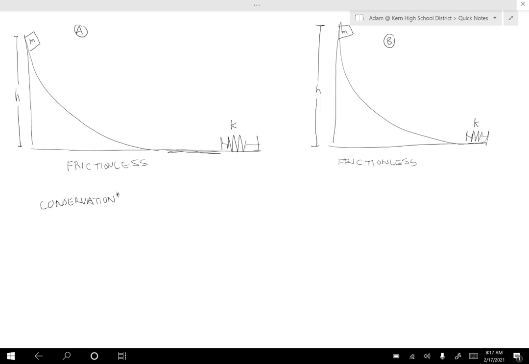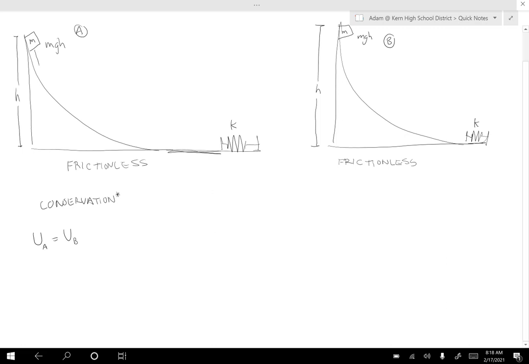So it's important to note that in the beginning, let's call this the potential energy of A, or the potential energy of the block due to A, that would be mgh, is equal to the potential energy of B, because that is also mgh. Same mass, same height, and therefore the same amount of potential energy.